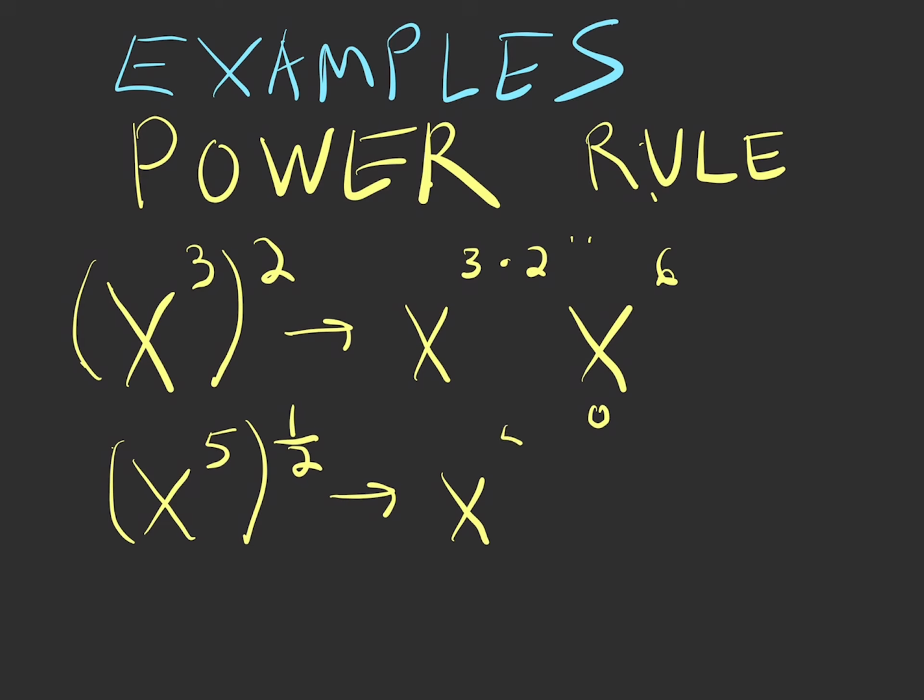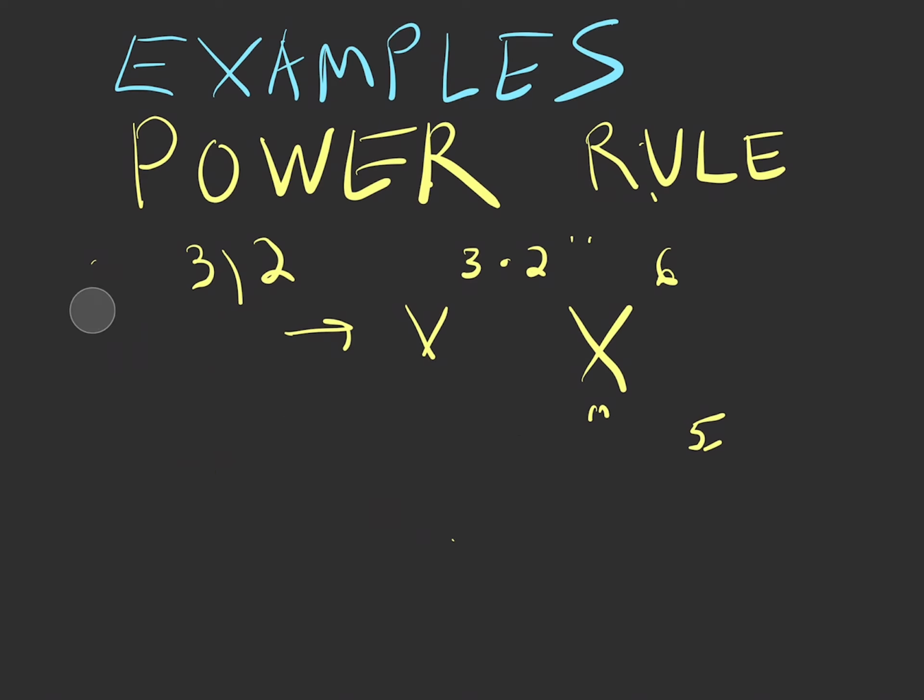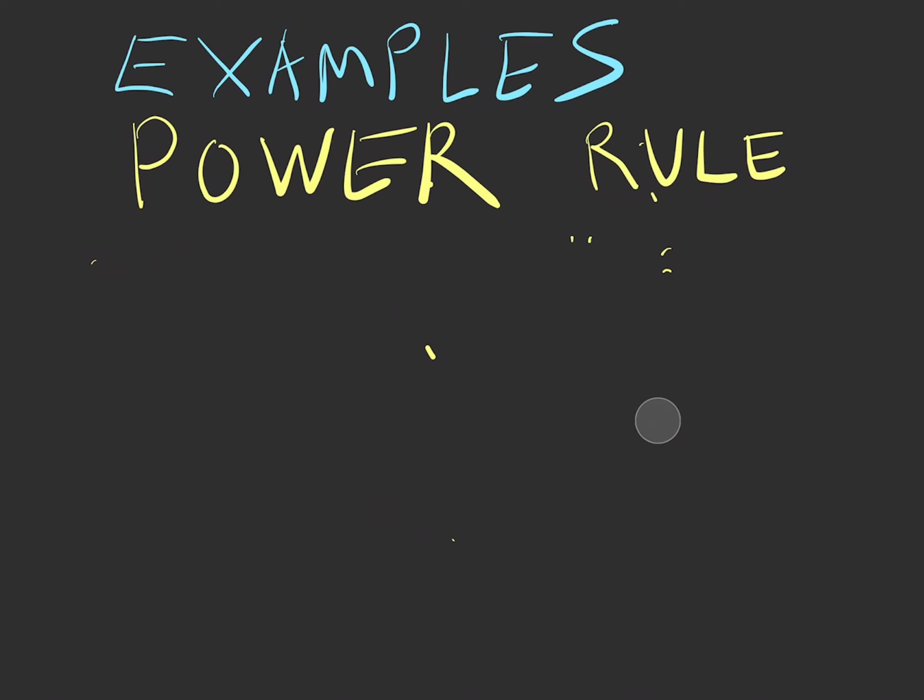I'm going to multiply the 5 times the 1/2, and I'm only going to write the x once. It's going to be x to the 5/2. That's the power rule.